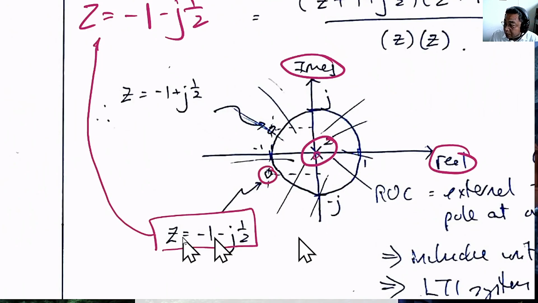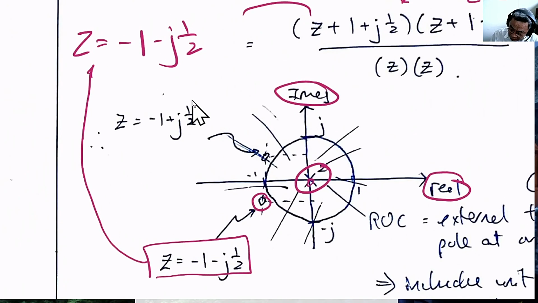This is the zero of one of the factors in the numerator. The other one is z equals minus 1 plus j half, which is this point over here. When z equals minus 1 plus j half, this factor goes to 0. So this is j half over here. These two are the zeros. So we draw a circle, a 0, here for the zeros of the numerator.